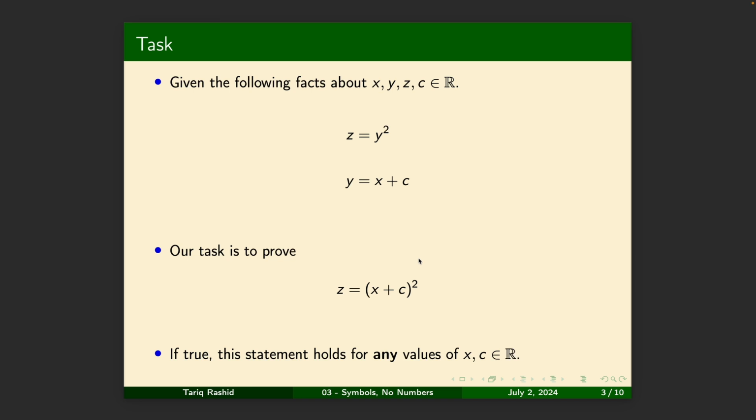So the task we've set ourselves is fairly simple. We're given z equals y squared, and we're also given that y equals x plus c, and we're told that all of these things, x, y, z, c, are all real numbers. We're not given what they are, so it's general in that sense, and what we want to prove, given these two facts, is that z is x plus c all squared.